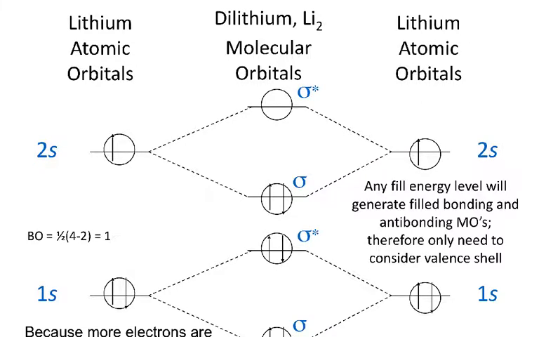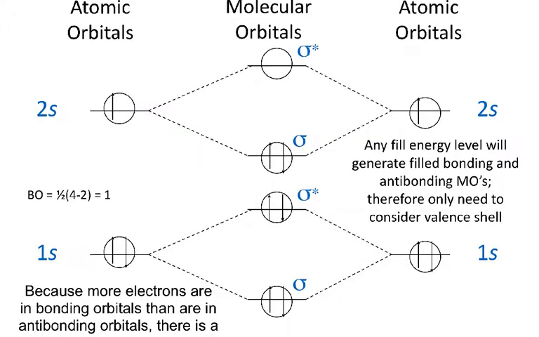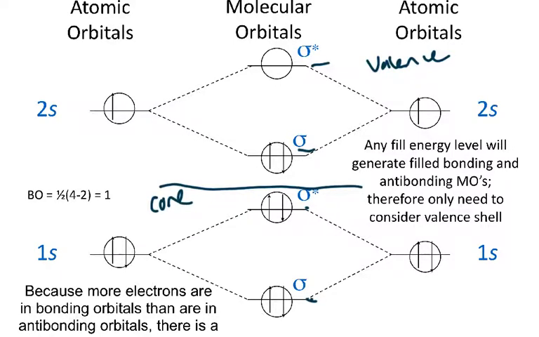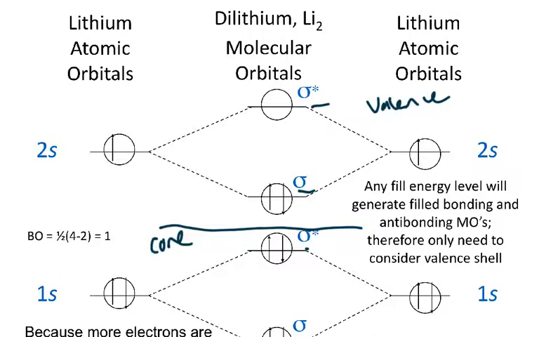What about lithium? Here we have to add in those 2s orbitals. For the core electrons, your bond order is going to always end up being 0 because you're going to have the same number of electrons in the bonding and the antibonding. So we only generally look at the valence. So our valence electrons here, we get 2 in a bonding, none in the antibonding. So yes, dilithium can form.